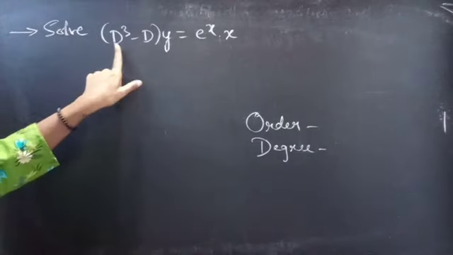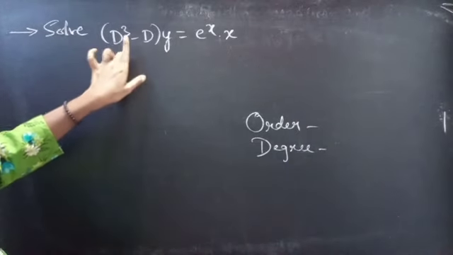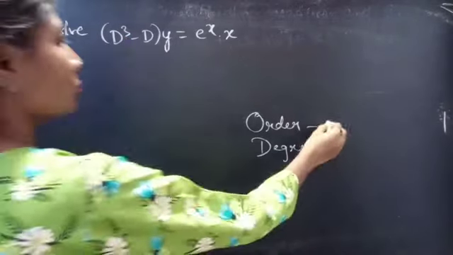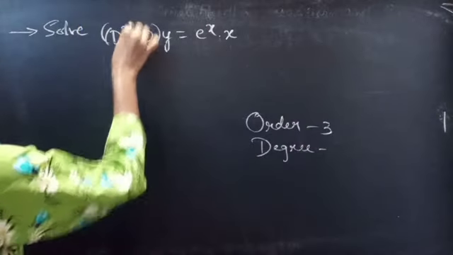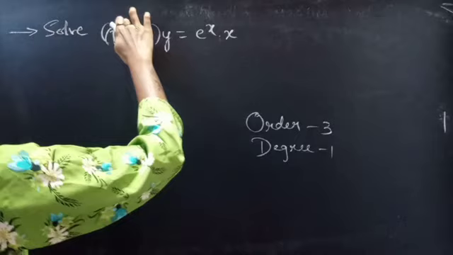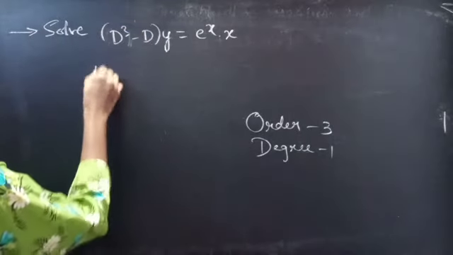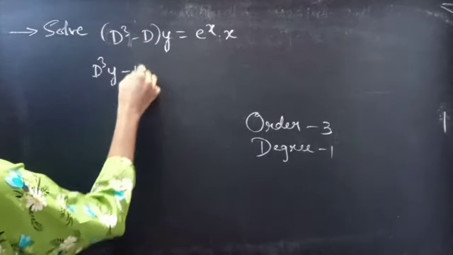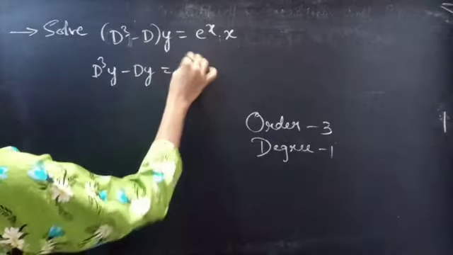Identify the highest derivative here. D cube is the highest derivative, so 3 will be our order. And the highest power of the highest derivative is the degree, which is 1. Or we can write the given differential equation as d cube y minus dy equals e power x into x.